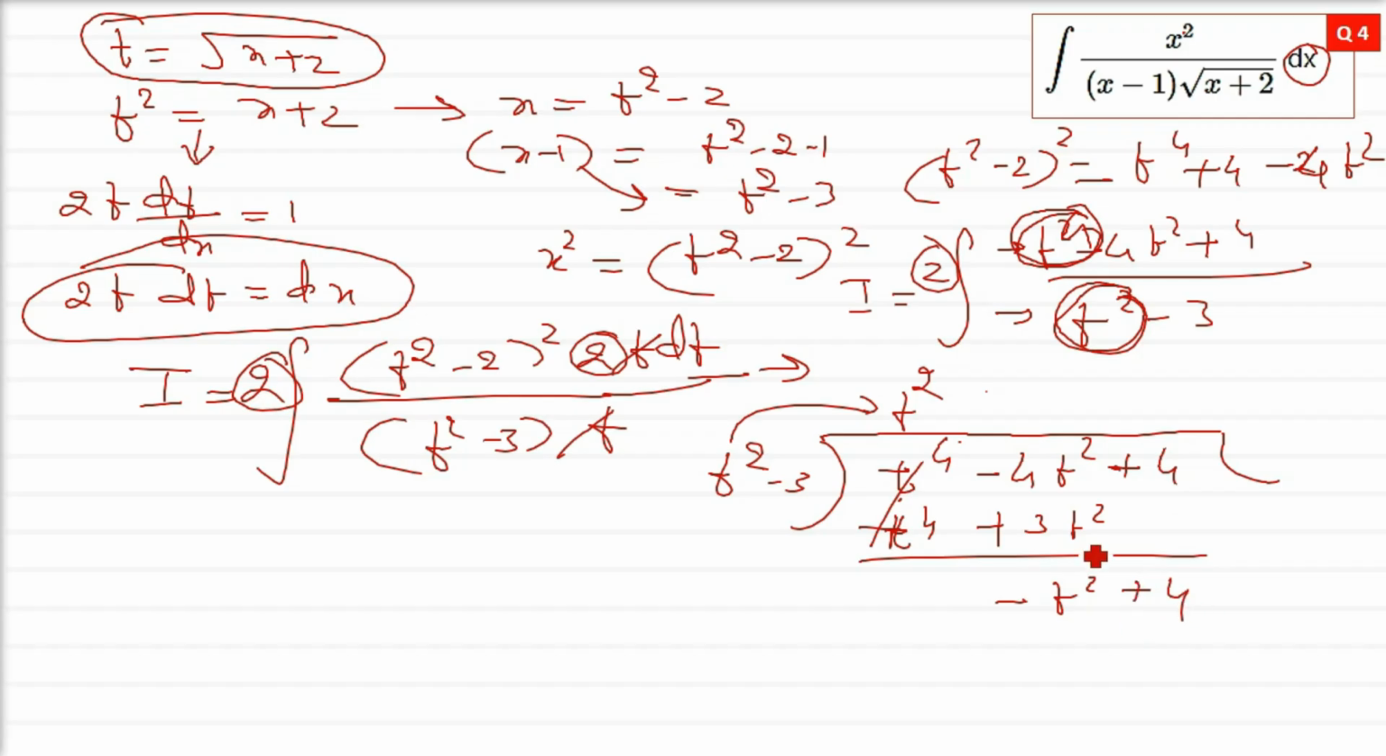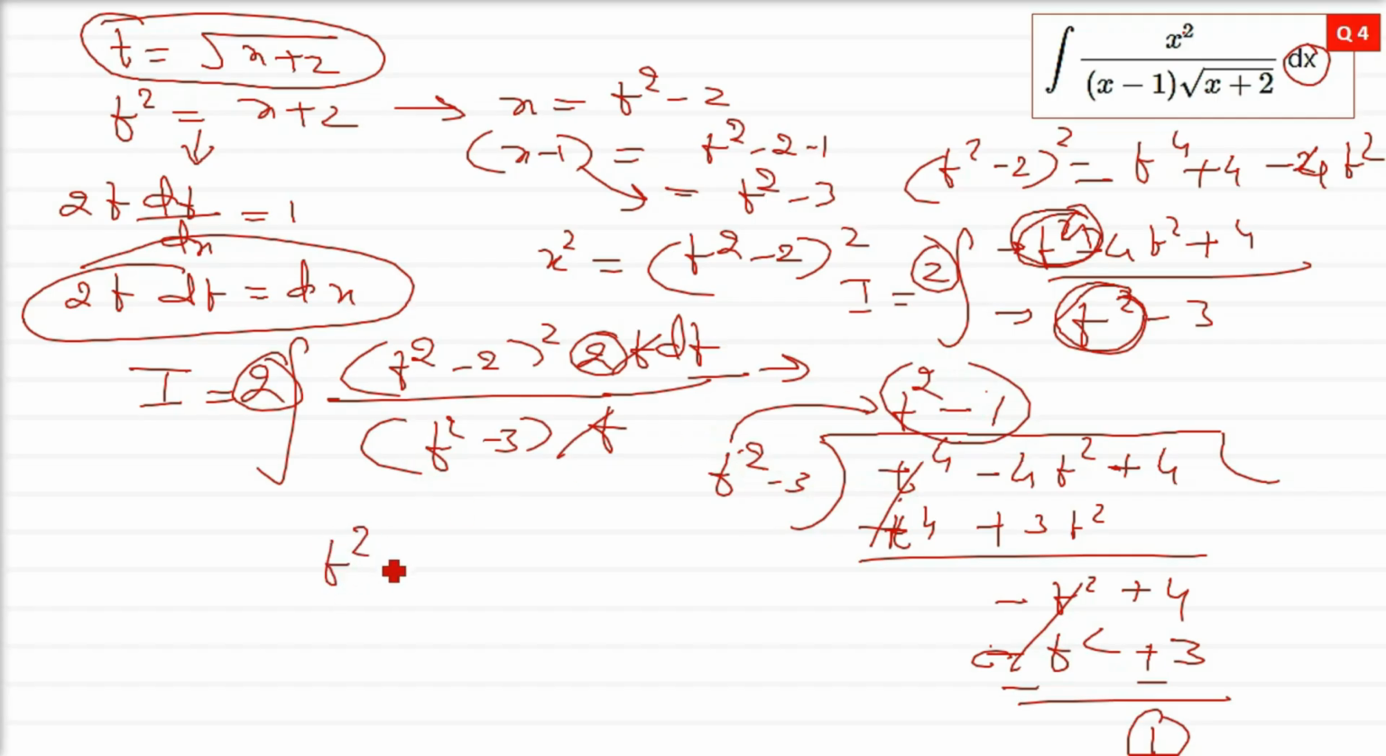Since we have negative t square, you have to multiply it with negative 1. So this will give you negative t square and plus 3. Now you subtract these two, so the sign will change. The first value gets cancelled and 4 minus 3 will be 1. Now how to write this? First t square minus 1 will come, then a 1 divided by this t square minus 3. Now everywhere 2 is already multiplied.